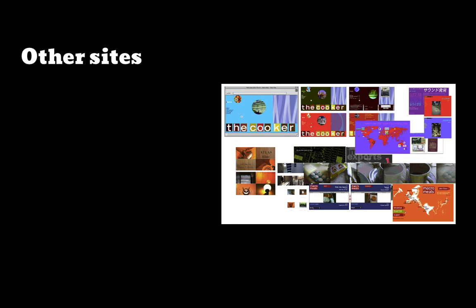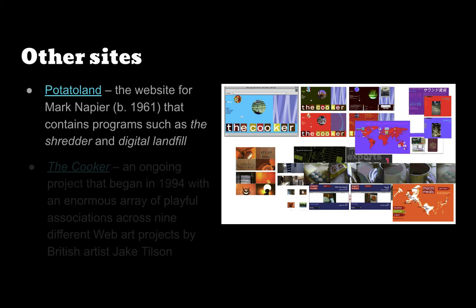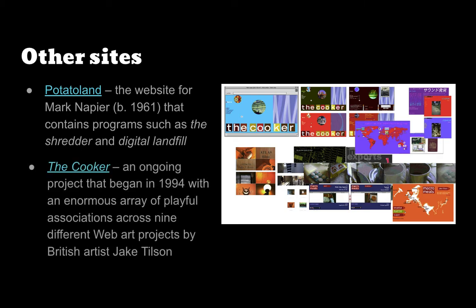This slide has links for 2 additional projects. Potato Land is the website for the artist Mark Napier, born in 1961. This site contains programs such as the Shredder and the Digital Landfill. The Cooker is an ongoing project that began in 1994 with an enormous array of playful associations across 9 different web art projects by the British artist Jake Tilson.